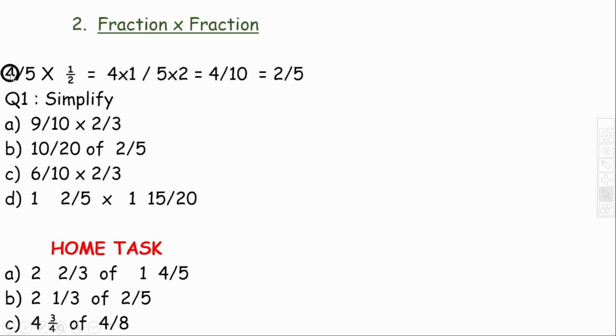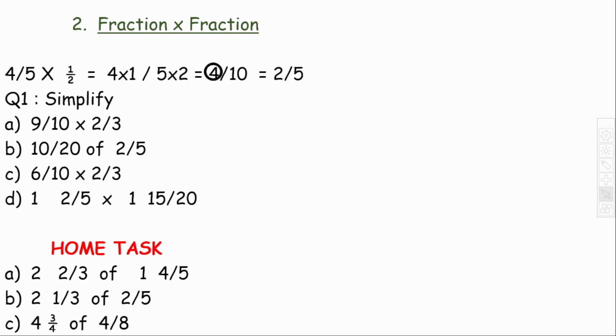Because this 4 is a numerator and 1 is a numerator, we have 4 times 1 all over 5 times 2, since the denominator is 5 times 2. 4 times 1 is 4, 5 times 2 is 10, that is 4 all over 10. But this is not the simplest form of this fraction, so we can break it down further. You can see 4 and 10 have a common factor, which is 2.